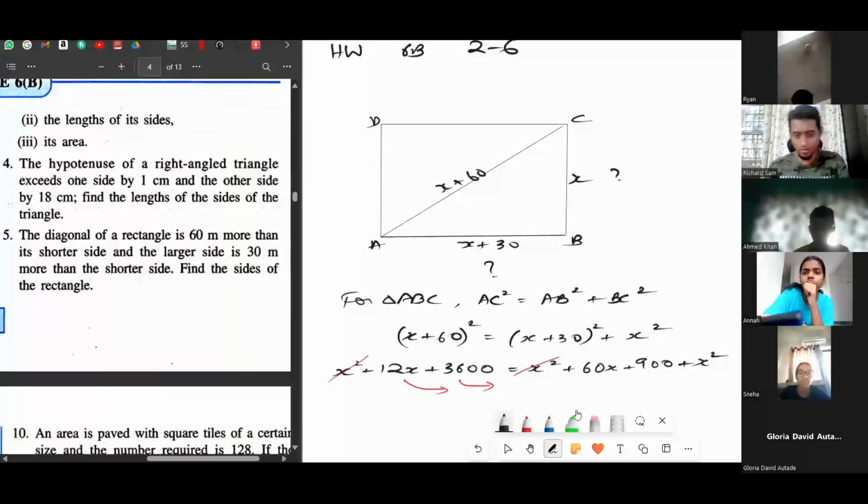12x should be 120, right? Oh yeah, 120, correct.